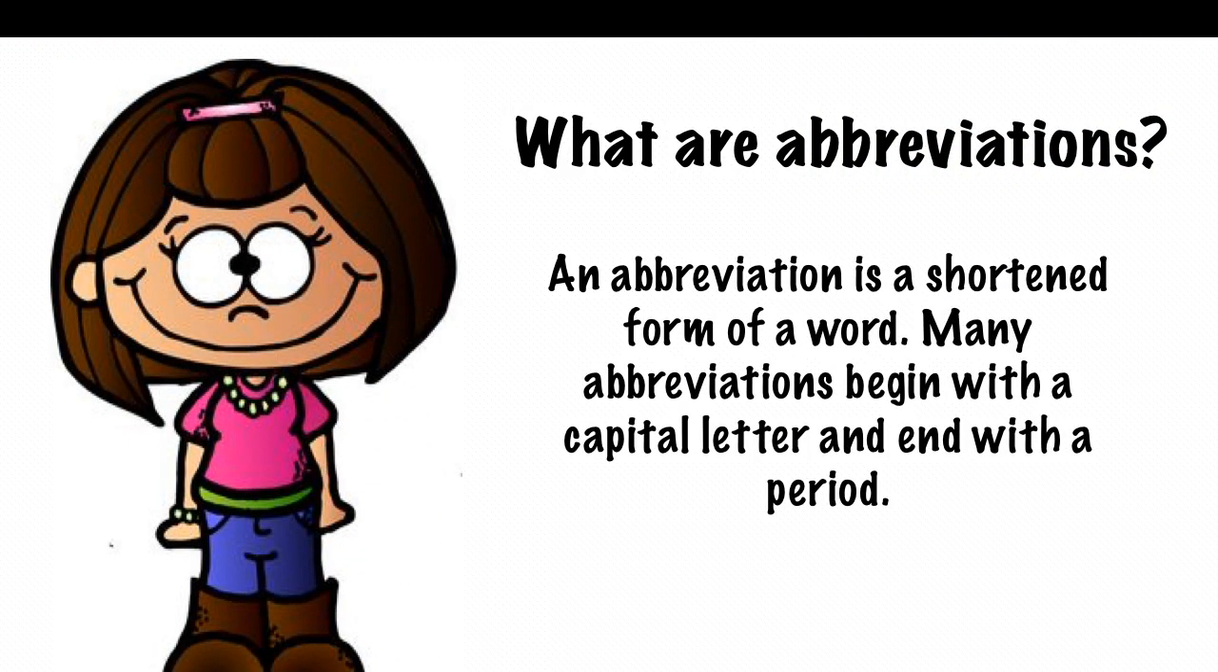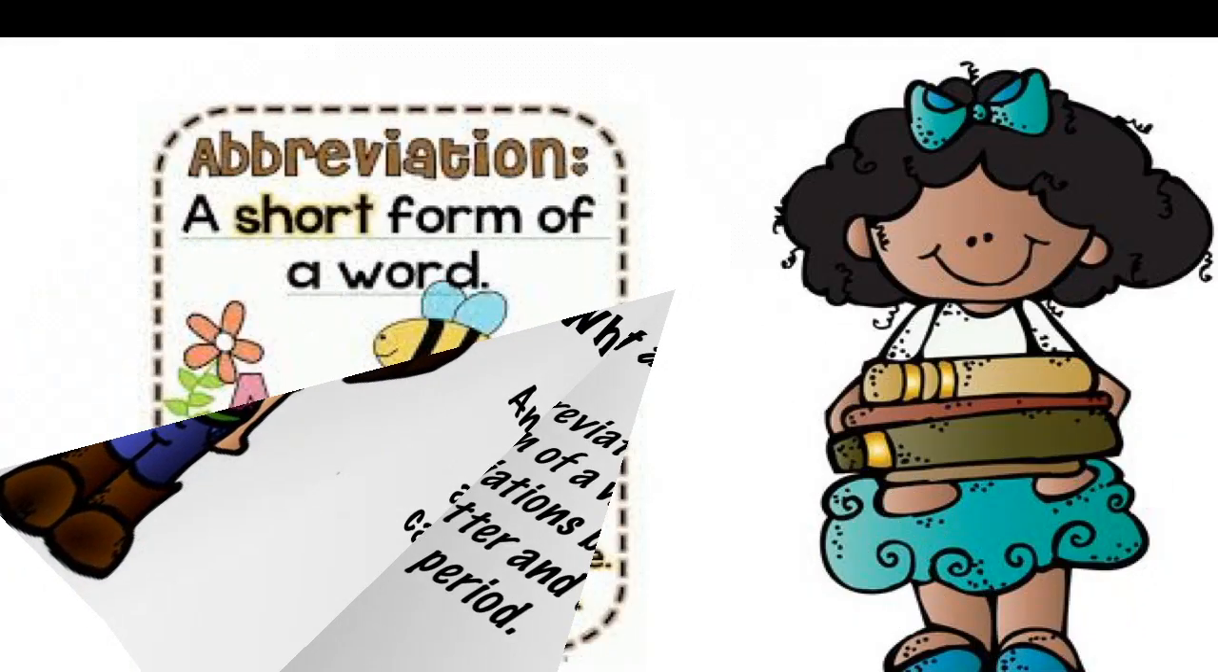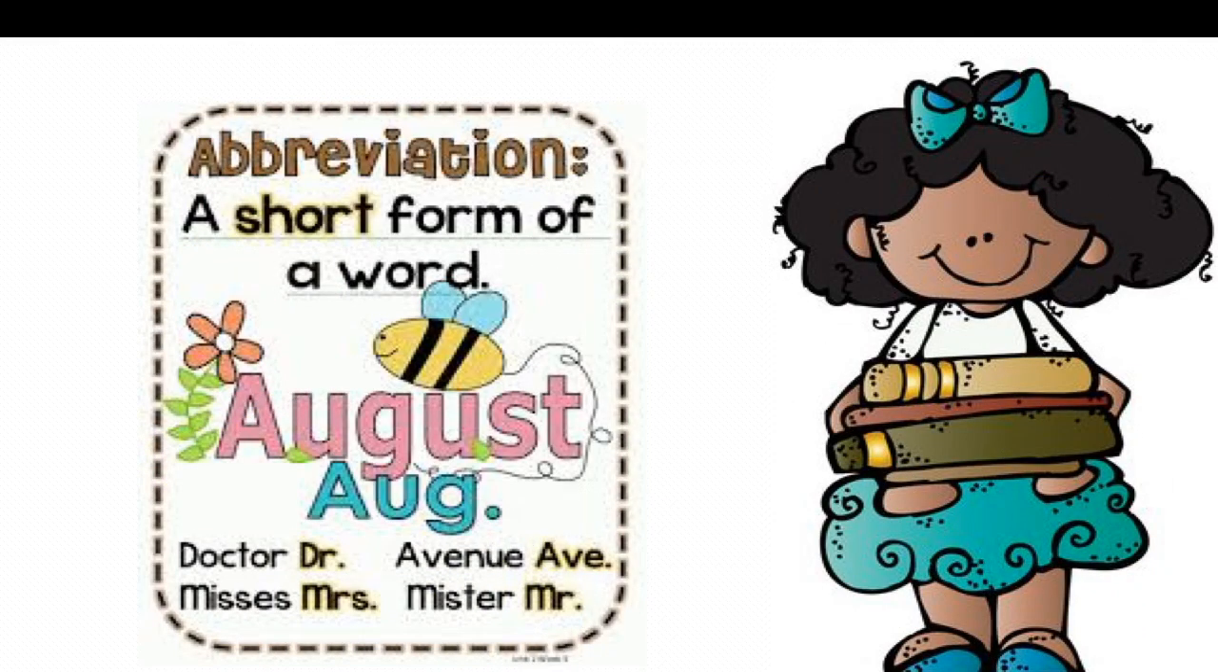Please, everyone, an abbreviation is a shortened form of a word. Many abbreviations begin with a capital letter and they end with a period. I will show you how. So one more time. Abbreviation, it's a short form of a word.